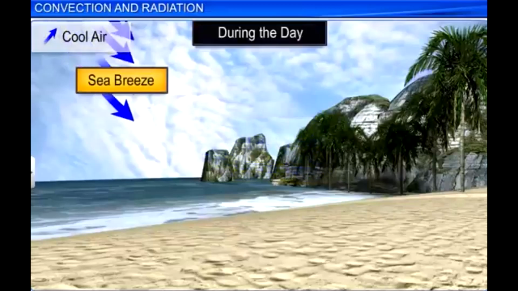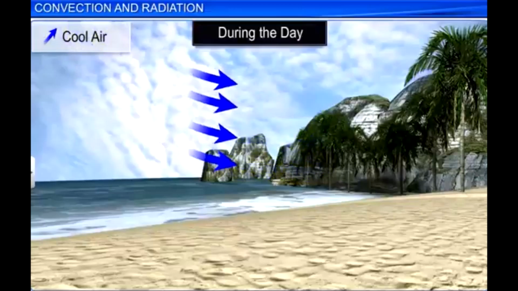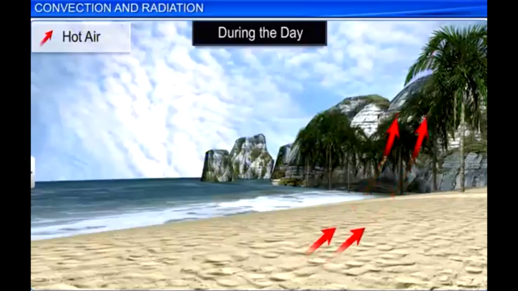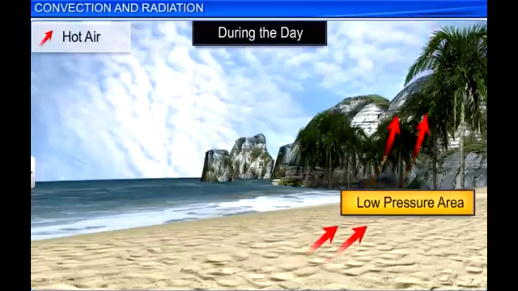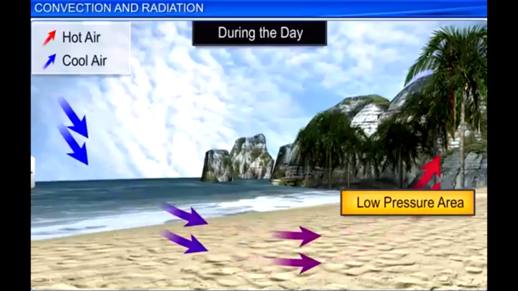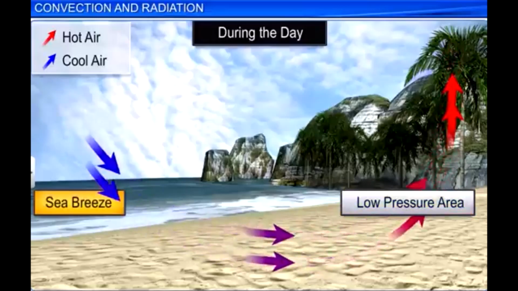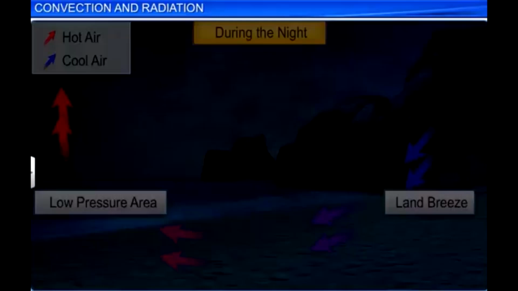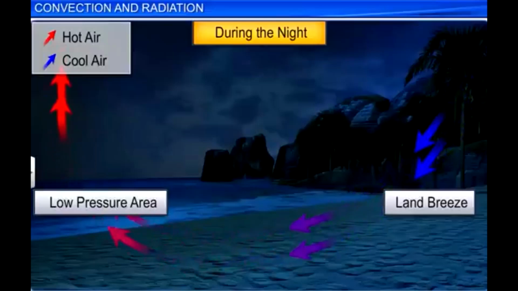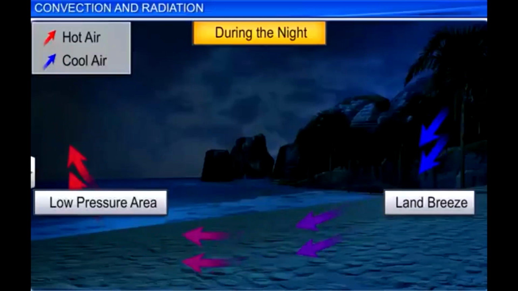The sea water warms up slower than the land because of high specific heat capacity of water. As a result, the air above the land becomes hotter and moves up, creating a low pressure area. Now, the air above the seawater moves towards the land and forms the sea breeze. During the night time, exactly the reverse process takes place. Air moves from the land to the sea. This is known as land breeze.